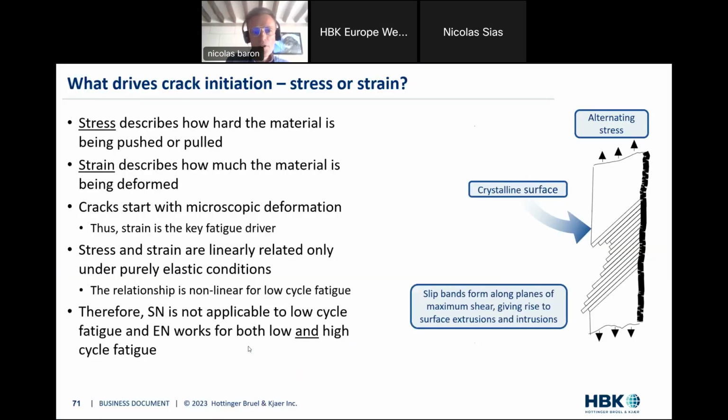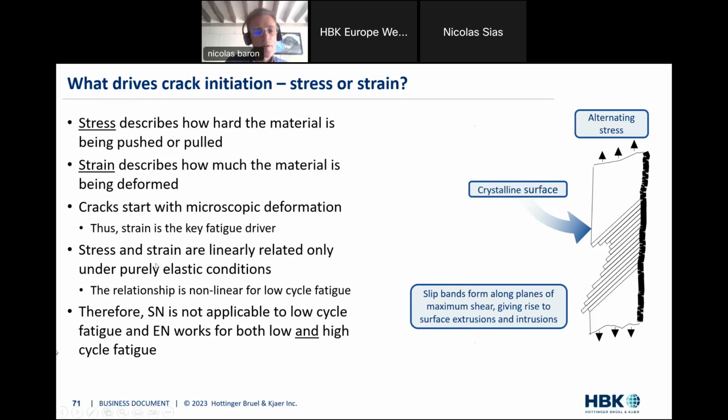So first off, what does stress describe? Well, it really indicates to us how much we are pushing or pulling away the planes in our material. That's useful and that's good to know. However, what the real driver to fatigue, from the physics point of view, is the strain, the deformation, how my molecules will move apart one from another within the component. So strain really is the main driver.